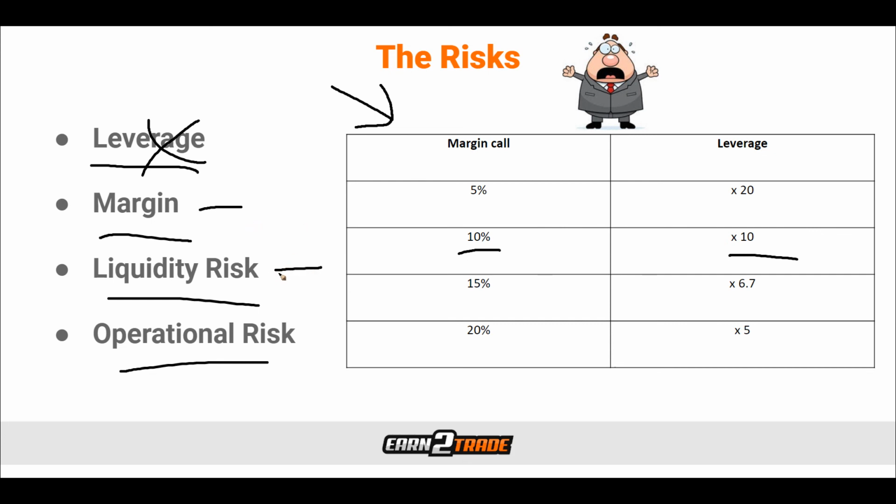Then we have liquidity risk, with margin knocked out of the way. Liquidity risk, if you deal on a futures market, references the possibility of a contract not being filled or being filled when you want it to be. But if it's filled when you want it to be, that's not much of a risk. Liquidity represents the availability for your decision to come into fruition. It's your ability to purchase a contract at a price you want.